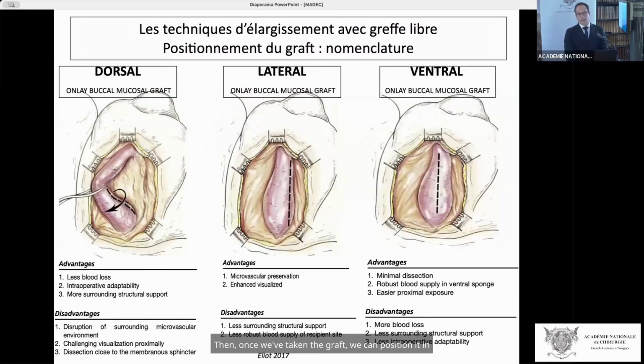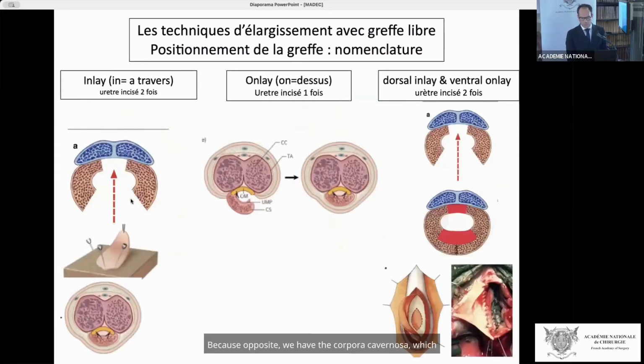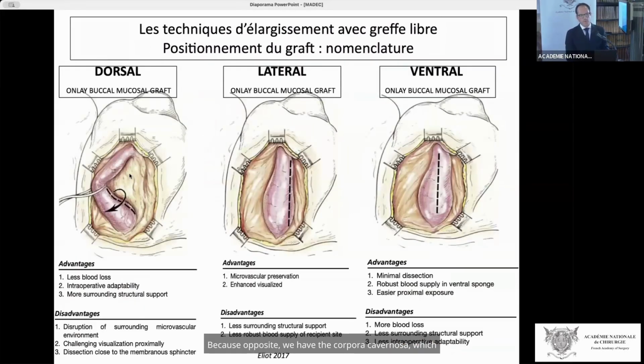Then once we've taken the graft, we can position it in different ways along the urethra. Everything has been tried. So we can position it at the dorsal level of the urethra, meaning we freed the entire urethra. And then we position it here at the dorsal level. This is what's most commonly done at the present time. Why? Because opposite, we have the corpora cavernosa, which are good nourishing tissues. Since we're going to fix the graft onto a nourishing tissue so it can be neovascularized, well, dorsal positioning seems more appropriate. But it has also been proposed laterally or ventrally.